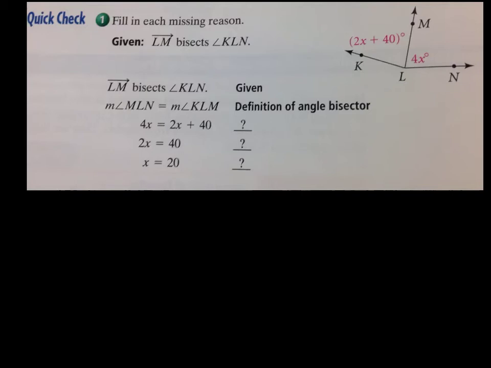If you're given that a ray bisects an angle, know that it cuts it into 2 equal halves by definition of angle bisector. Now hopefully you came up with the next step to be substitution.